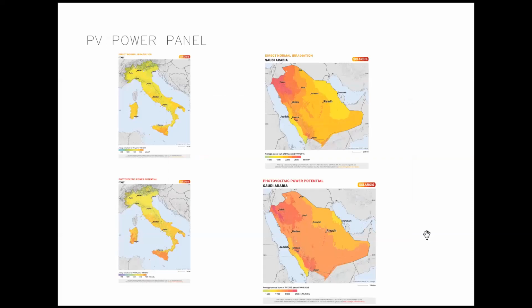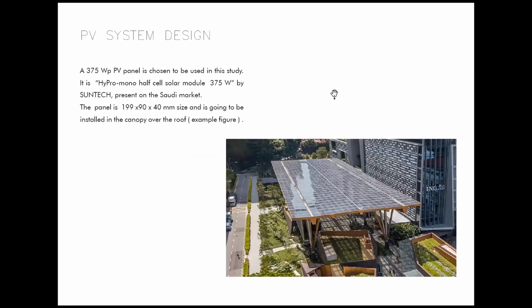Here I have analyzed the PV power panels, and how much potential my photovoltaic panel has. I can see that my site in Khobar, compared to Italy, has a very good potential. In fact, here we have about 1,800 kilowatt hour per meter square, while in Italy it's about 1,200 or 1,300 maximum. That means a very good potential for the Al Khobar site and PV power production.